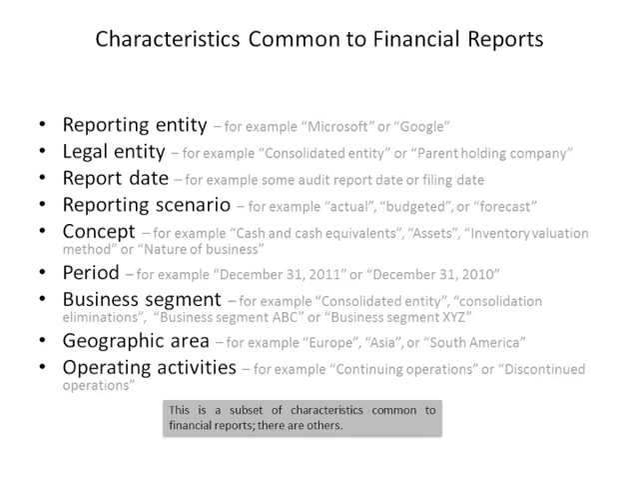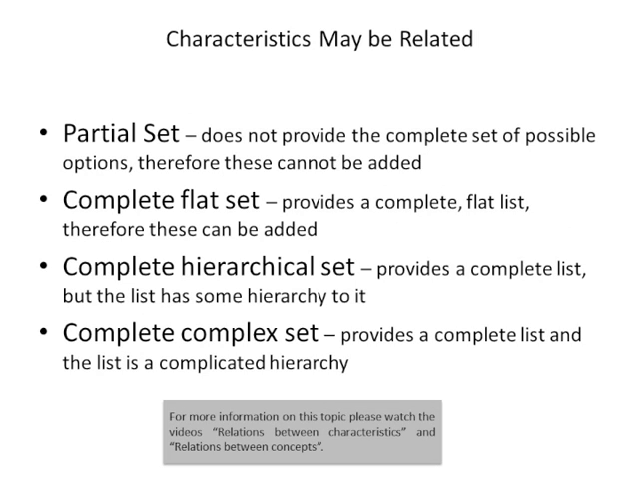I do want to mention the fact that characteristics may be related. I don't want to get into too much detail. There are other videos that explain this in detail. See the videos, relations between characteristics and relations between concepts. But in summary, characteristics may be related. You could have a partial set of characteristics where the set is not complete, therefore you can't add the characteristics. You could have a complete flat set of characteristics where you can add them and it's just a flat list.